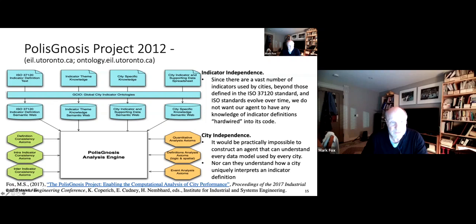And so we have to have that city specific knowledge translated into a machine readable form using our ontologies as input to the engine. And then we actually have to take the data itself, the actual data that you're going to use to compute the indicator value, and translate it from whatever representation they have into our ontology so it can be consumed by the engine.